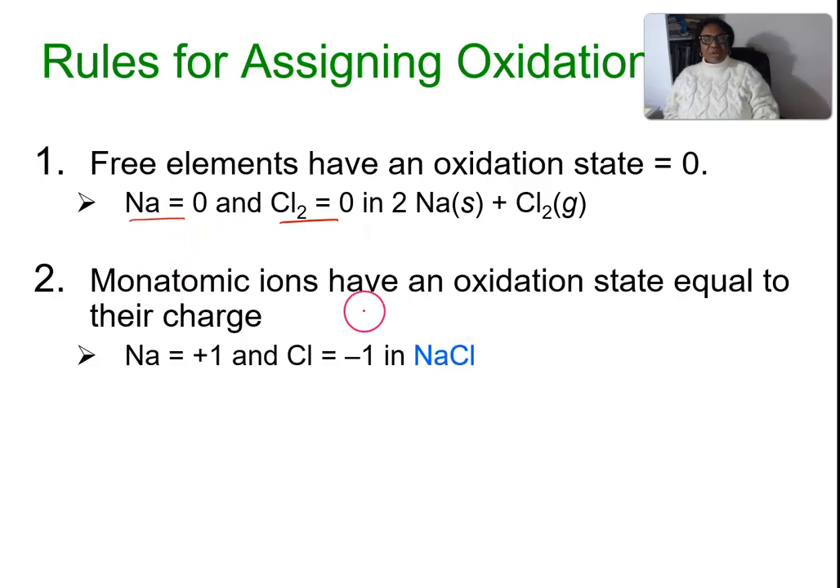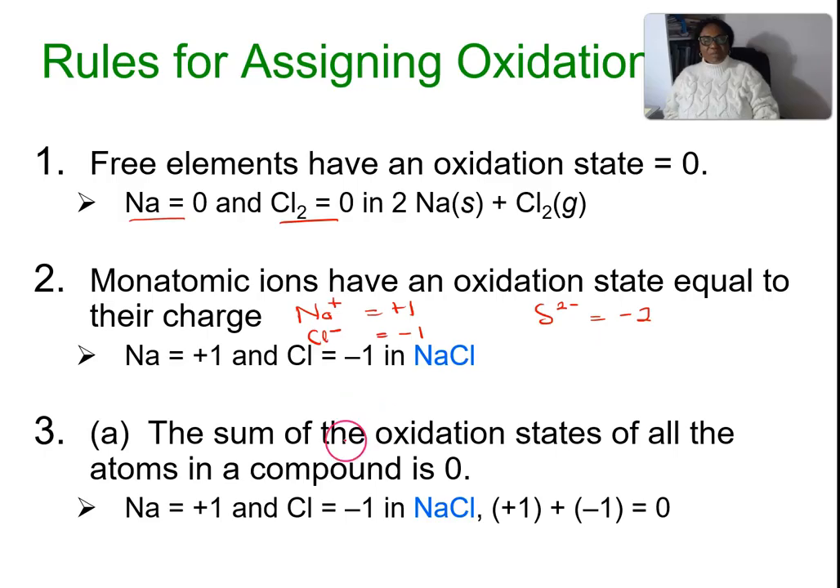Rule number 2, monoatomic ions have oxidation state equal to their charge. So Na+, the oxidation state is +1. Cl-, the oxidation state is -1. S2-, oxidation state is -2. And so on and so forth. Rule number 3, the sum of oxidation states of all the atoms in a compound must be equal to 0. So you see for sodium chloride.